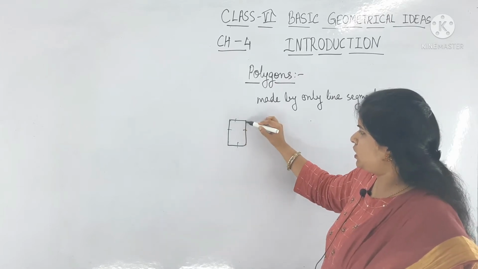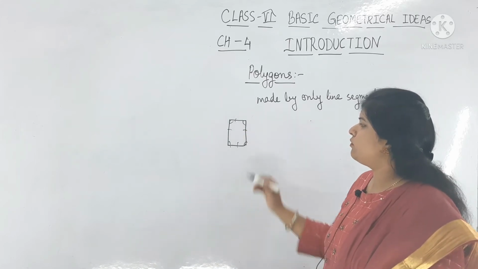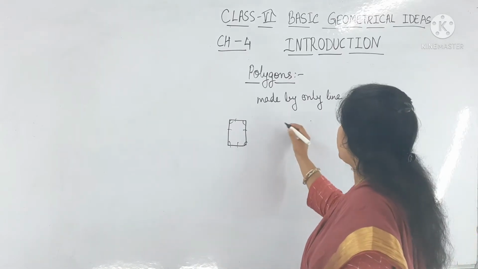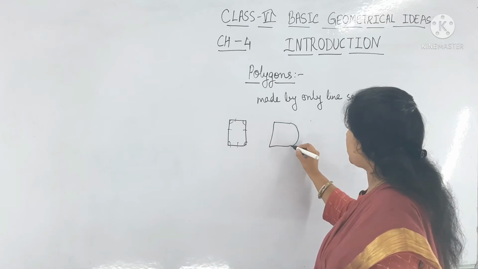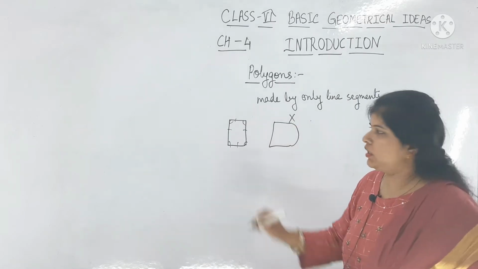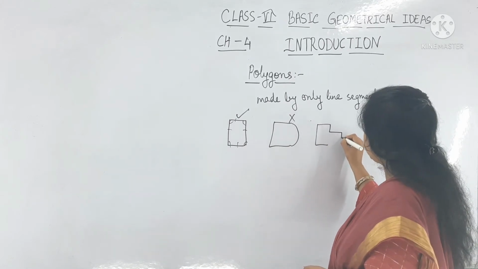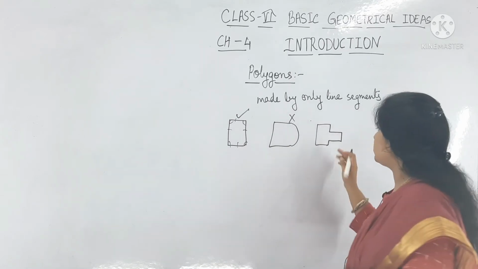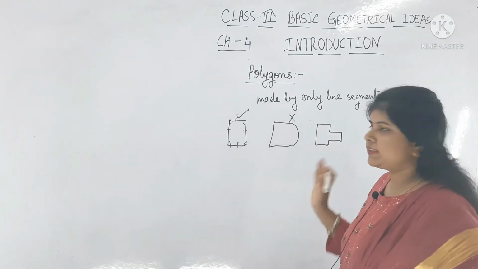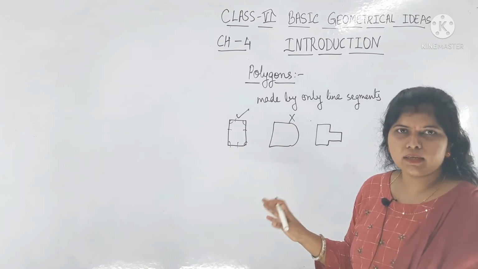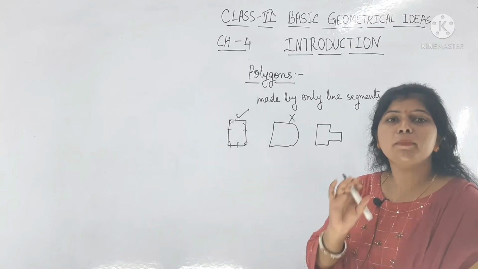1 2 3 4 corners. Angles are 4 angles. Like this we are making these polygons. Okay, if it is like this, we have 3 line segments and 1 curve, so it is not a polygon. It is a polygon like this. Okay, if it is like this, so this is also a polygon. So in total we can say that it is made by only line segments, not by curve. If any one curve is there, then that is not a polygon.